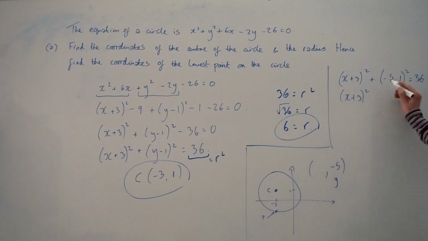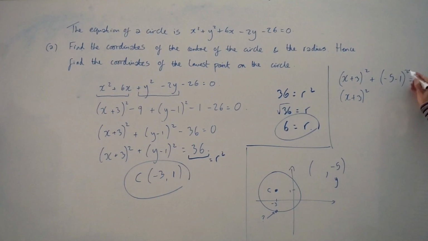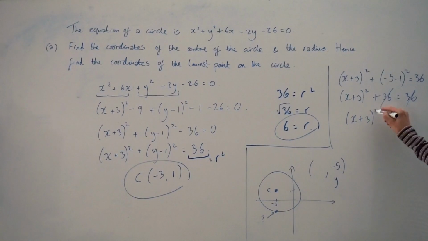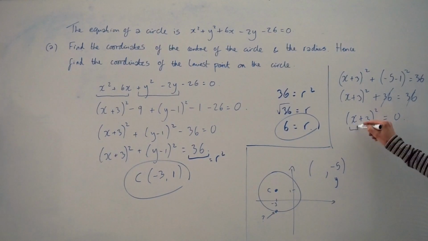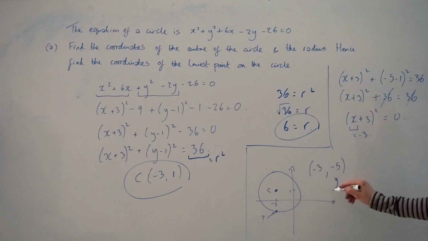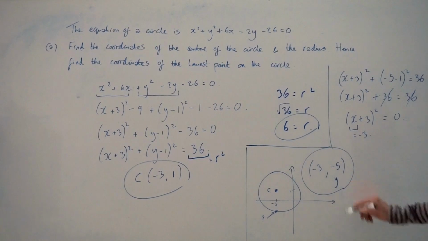Negative 5 take away 1 is negative 6, and if I square that, I get positive 36, and it's equal to 36. So if I subtract 36 on both sides, they cancel, and the equation is now (x + 3)² = 0. If this square bracket is equal to 0, then x has to be equal to negative 3, because negative 3 plus 3 is equal to 0, and 0 squared equals 0. So the x value is negative 3. So that is the lowest point on the circle.